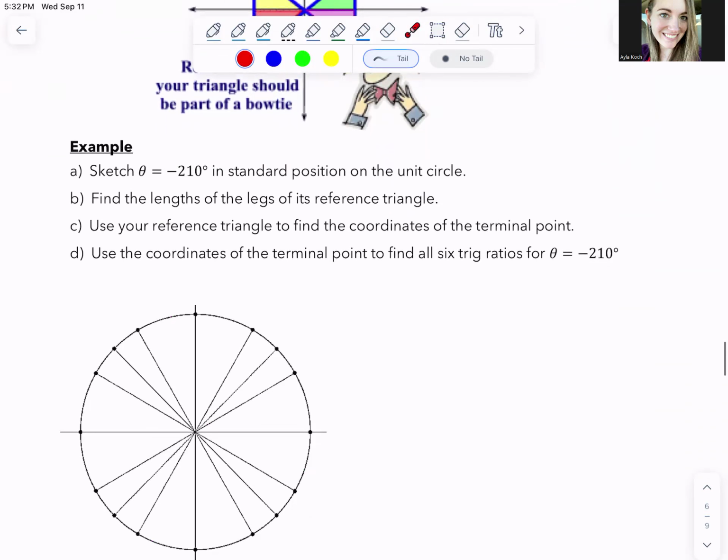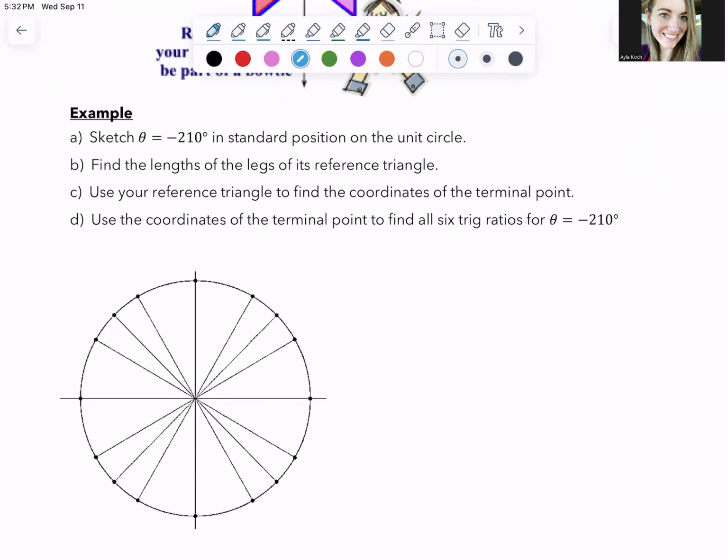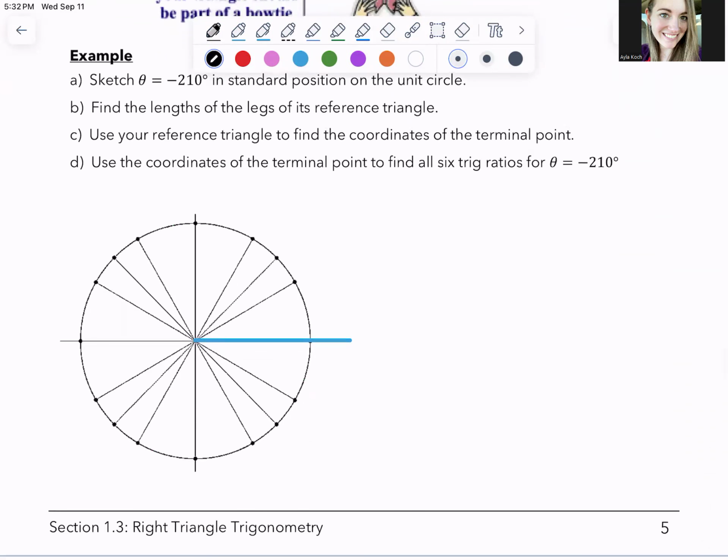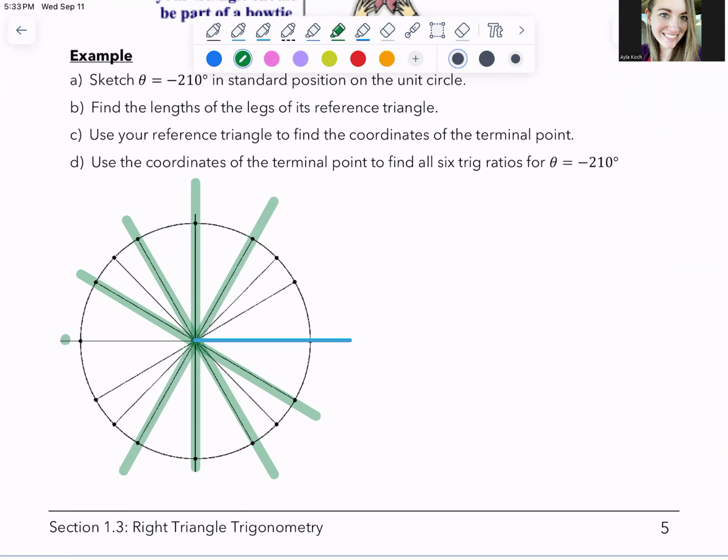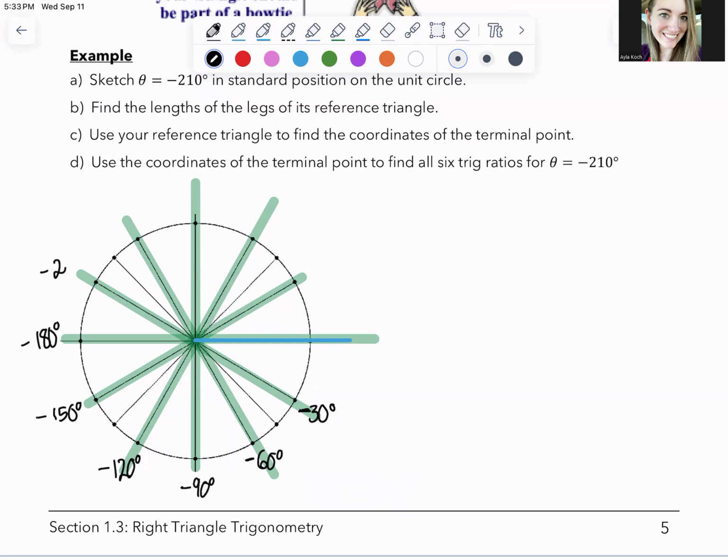So A, sketch -210 degrees in standard position on the unit circle. So for this problem, we're starting here, -210 degrees. I'm just going to count out the 30-degree spokes. I'm going to highlight them so you can kind of see what my thought process is here. So this is a 30-degree spoke. It's these outer ones, not the inner spokes in each quadrant. It's the outer ones, and also the X and Y axis. All right, so counting backwards, because we're doing -30: -30 degrees, -60 degrees, -90 degrees, -120 degrees, -150 degrees, -180 degrees, -210 degrees.